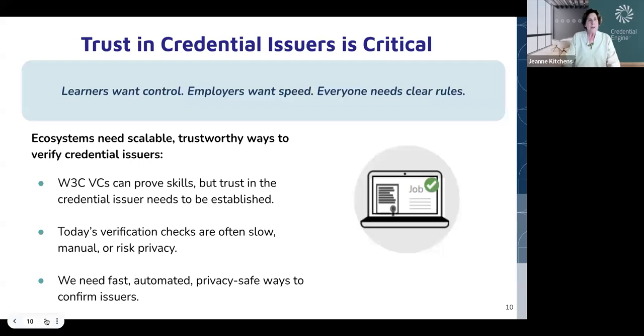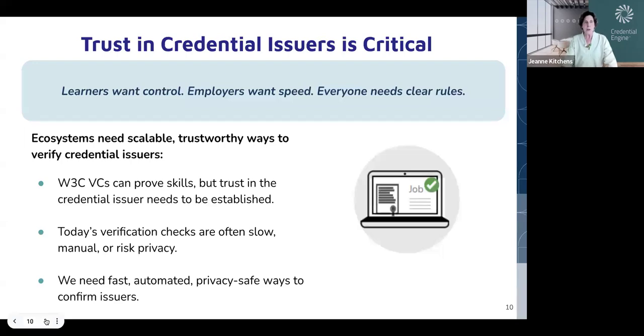So we know that learners should have control of their credentials, and we know that employers want better pipelines for their talent. They need to trust those pipelines, and everybody needs to understand how we can build trust in these communities. So I think when Deb talks about this a little later in the webinar, we can talk about how everyone can adopt these technologies to really get momentum going and help everyone involved.